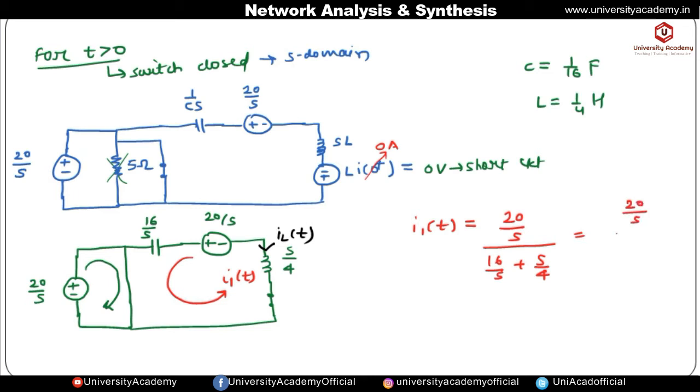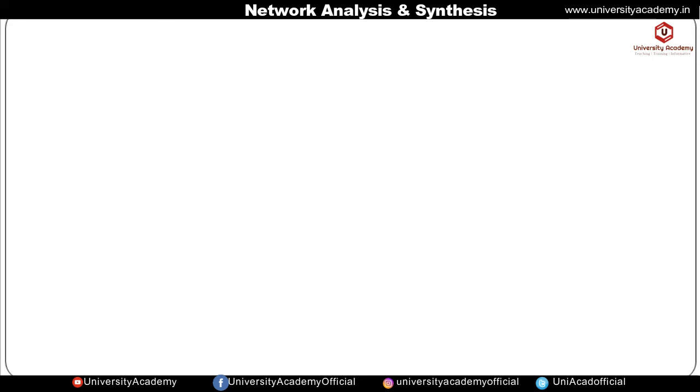Let us take the LCM. LCM we are getting as 4 into s, so this will be equal to 64 plus s square. So I1 of t we are getting as 20 by s into LCM, which we have taken as 4 into s, divided by s square plus 64. So this s will get cancelled out, and we are getting 20 into 4, that is 80, divided by s square plus 64.